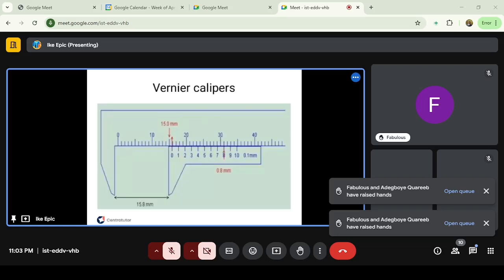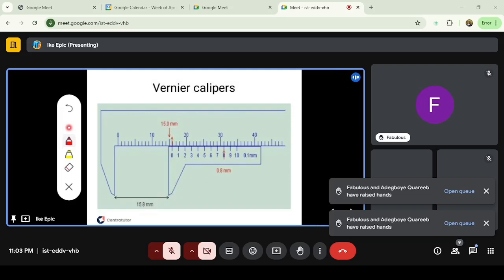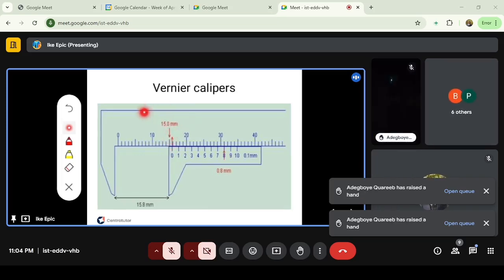So when you're given a vernier scale and you're asked to read the output from that vernier scale, the first thing you always do is check the zero mark. You check for the zero mark on the vernier scale, that's this zero mark here. Once you find that zero mark, you check the last number before it, check what value that last number is, and write it down as your main scale reading.